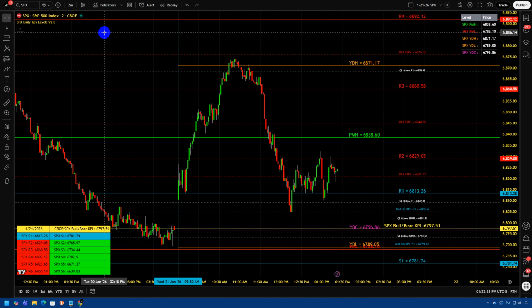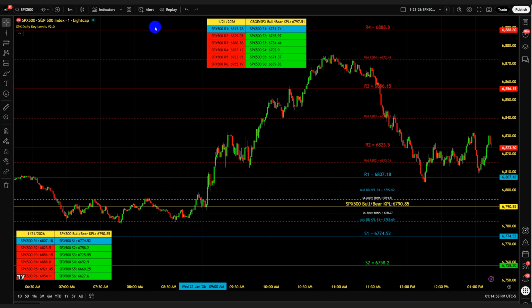The indicator also works on a second symbol, which is the SPX 500 8 cap, which I'll show you now. So in TradingView, you would type in SPX 500, and then you would look for the SPX 500 symbol under the 8 cap exchange.